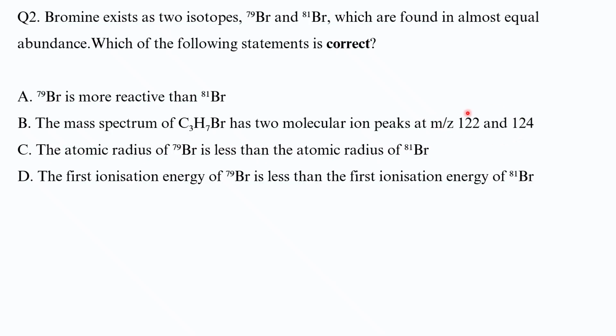Can you see the difference? The mass of the molecular ion has increased by 2 units. This means yes, there is a possibility of the presence of halogen. But we have to determine in detail whether this option could be the correct one. Let us check the other ones also. The atomic radius of bromine 79 is less than the atomic radius of bromine 81, and the last option is the first ionization energy of bromine 79 is less than the first ionization energy of bromine 81.